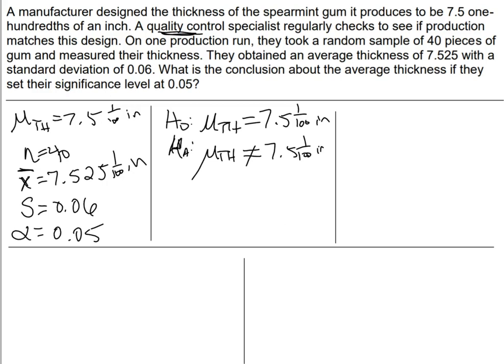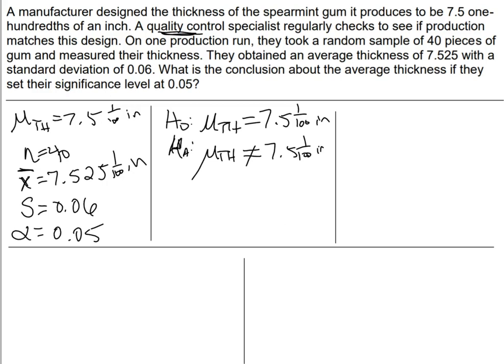And they are only going to think that the machines are malfunctioning if the data convinces them that the average is not 7.5. Right? So again, think about what they are bringing to the table. What expectations and beliefs are they bringing to the table? Their default perspective is that these machines are working, and they need the data to convince them that they're not.